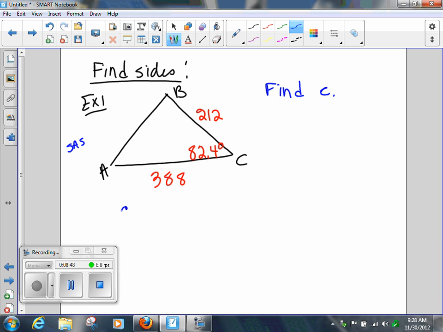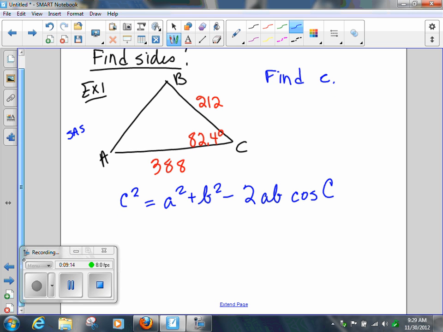So we're going to use C squared equals A squared plus B squared minus 2AB cosine C. Yes? Okay. Am I given side A? I am. Am I given side B? Yes. I'm given angle C. So I've got everything I need to be able to find that side. It's just plug and chug, folks. That's right, because we're solving for C.